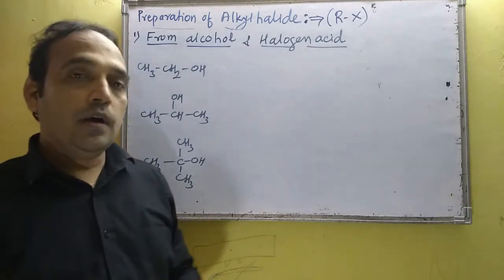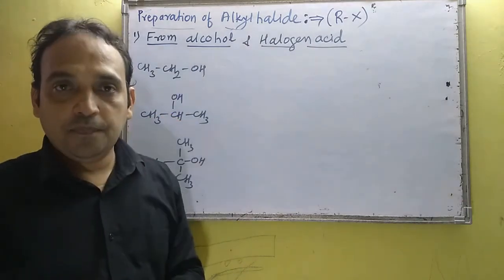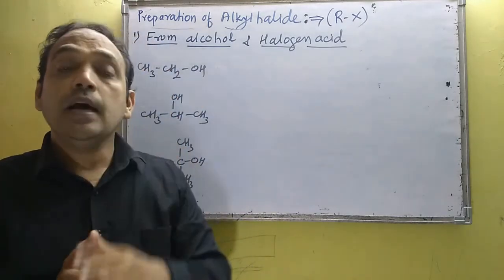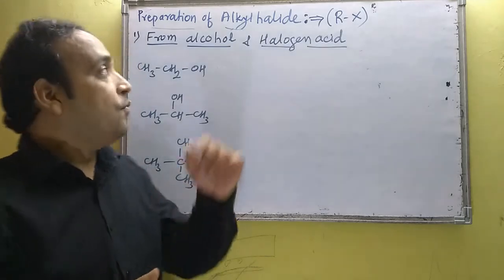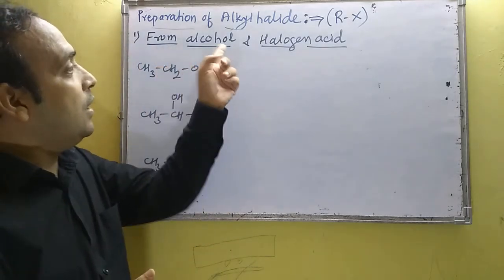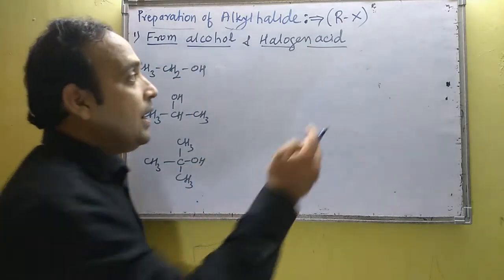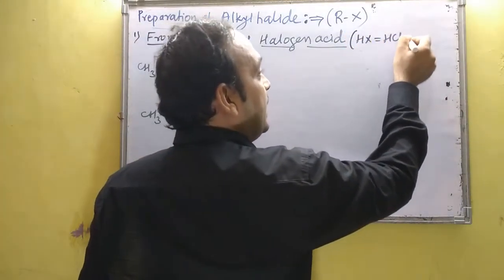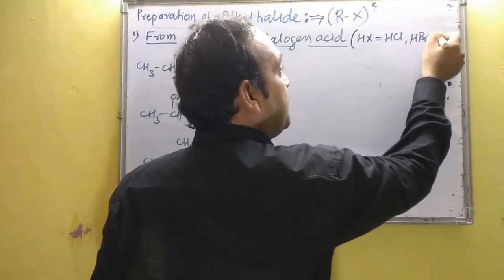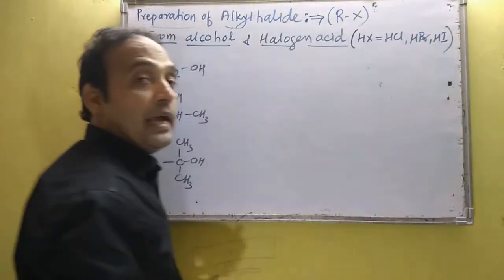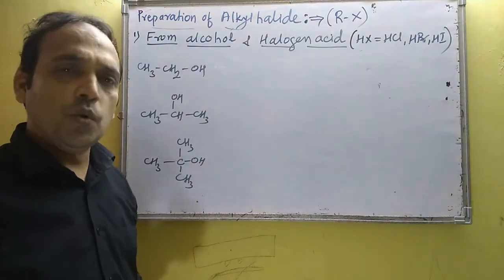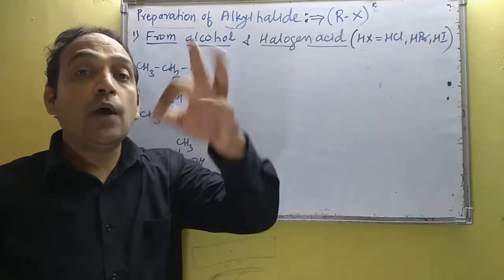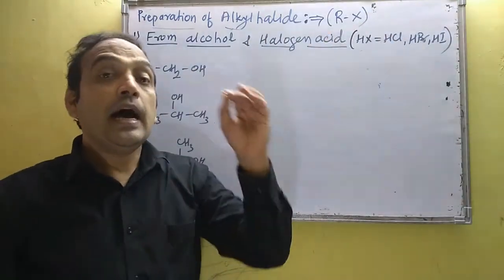Now from alcohol, two different methods are given: alcohol and halogen acid, alcohol and phosphorus halides. Here first we are going to start from alcohol and halogen acid. Halogen acid is HX, and that HX may be HCl, HBr or HI: hydrochloric acid, hydrogen chloride, hydrobromic acid, hydrogen bromide, hydroiodic acid, that is hydrogen iodide.